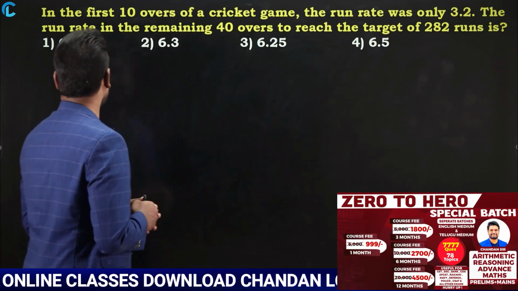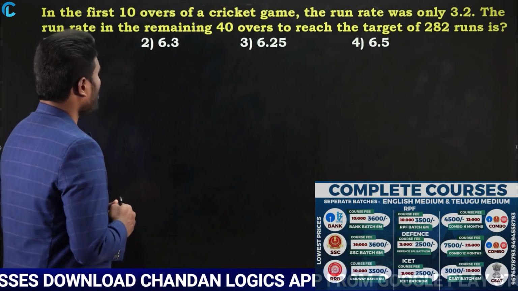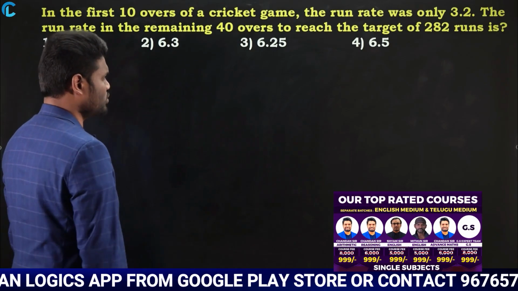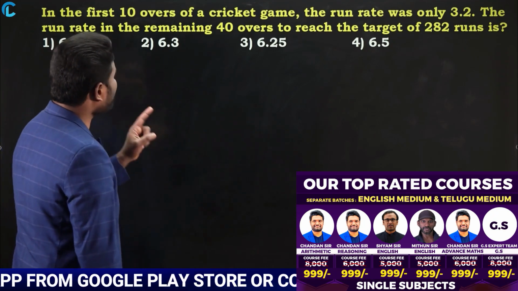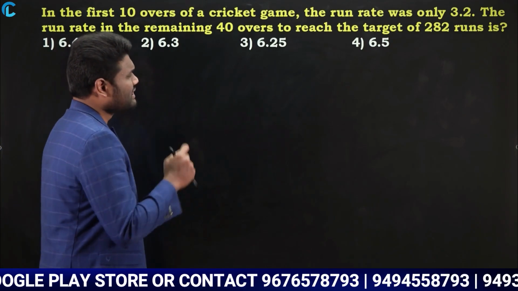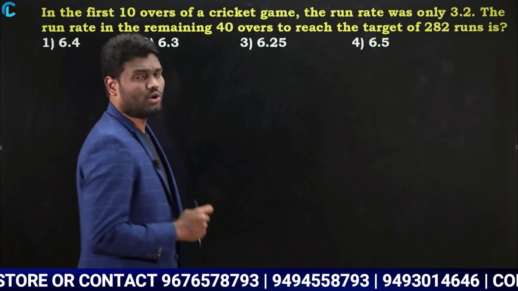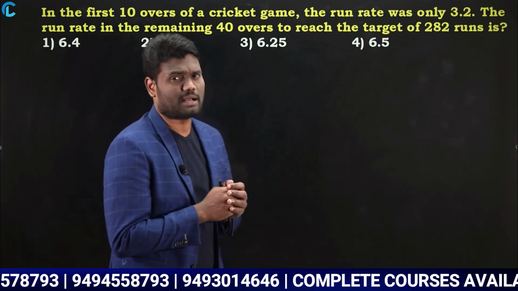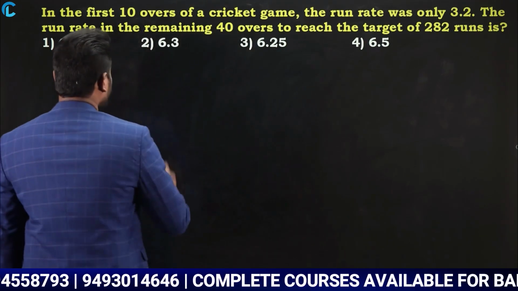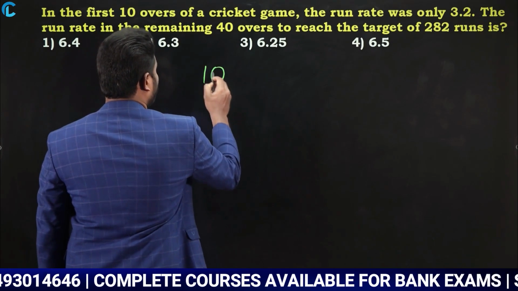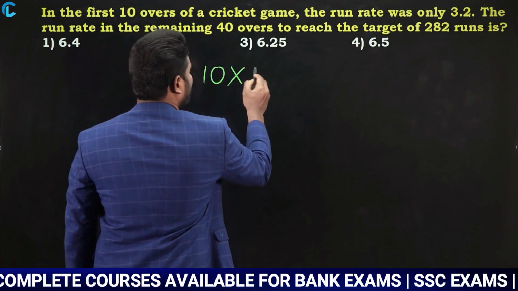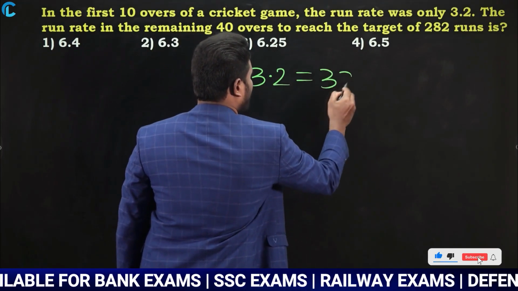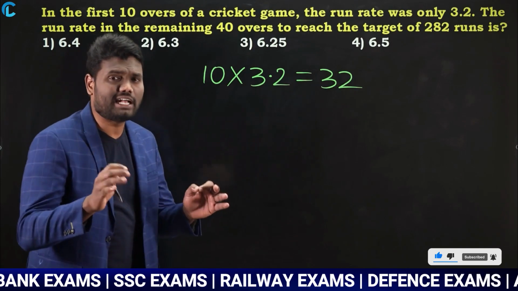Let us look at the question. In the first 10 overs of a cricket game, the run rate was only 3.2. The run rate in the remaining 40 overs to reach the target of 282 runs is? Now this is a very simple question, and even this format of questions comes in examination. Look here, for the first 10 overs, what is the run rate? Run rate is 3.2, which means the runs they have scored in the first 10 overs is only 32 runs.